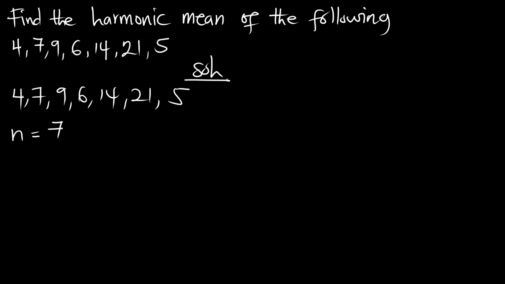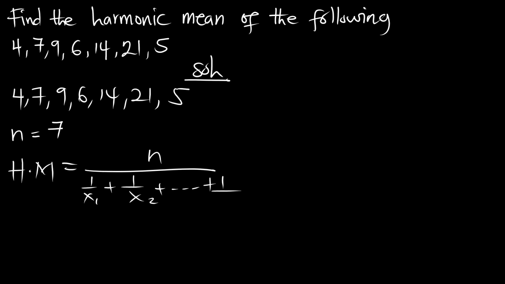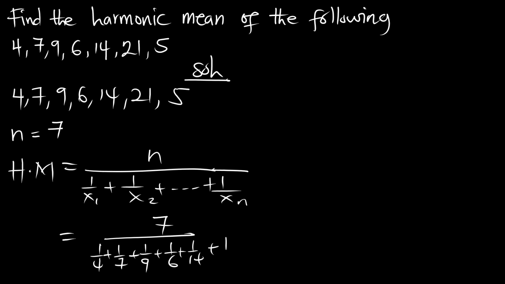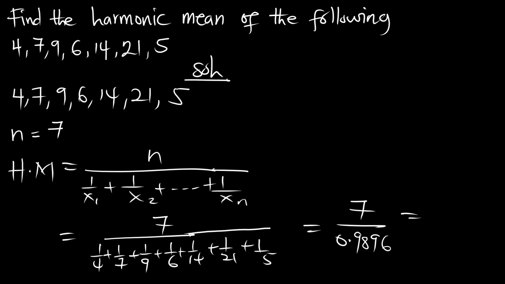Are we okay? And our harmonic mean for random variables is n on 1 on x1 plus 1 on x2 up to 1 on xn. So let's put in the values. So this is 7 on 1 on 4 plus 1 on 7 plus 1 on 9 plus 1 on 6, 1 on 14 plus 1 on 21 plus 1 on 5. So once you punch this, you are going to have 7 on 0.9896, which is equal to 7.073 as your harmonic mean.